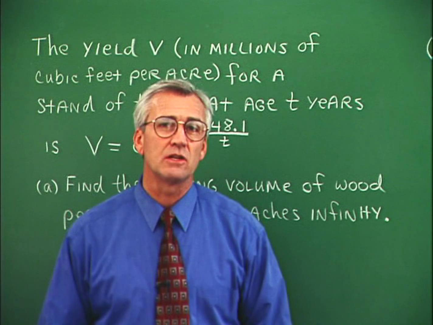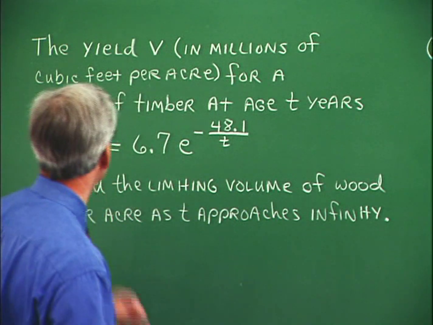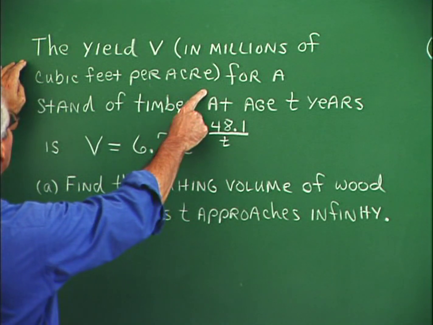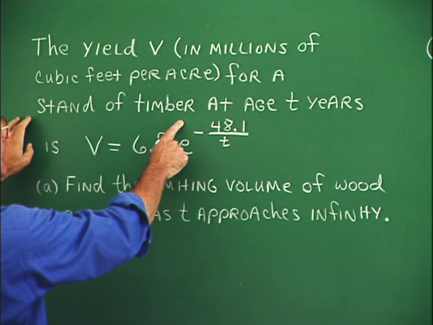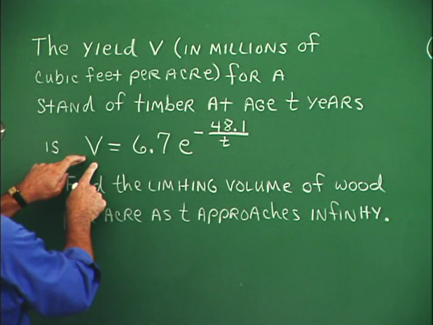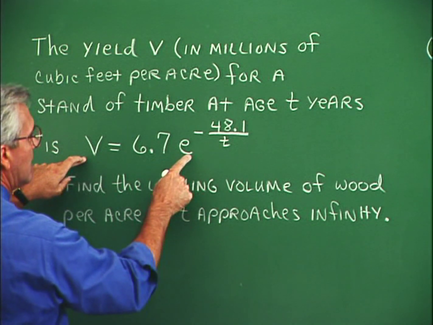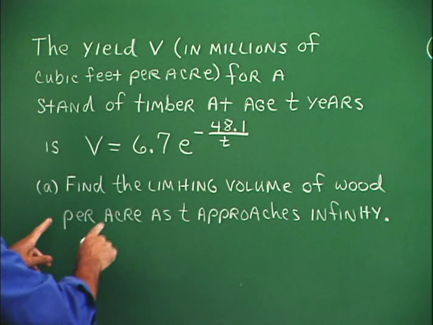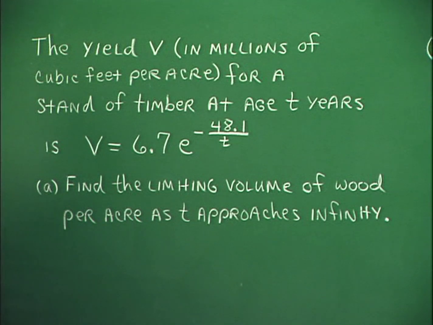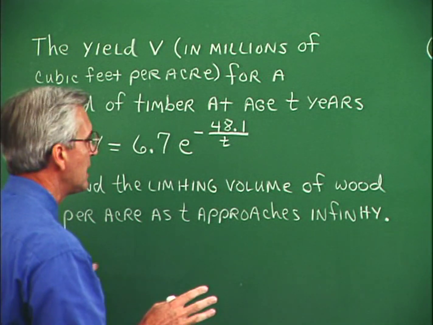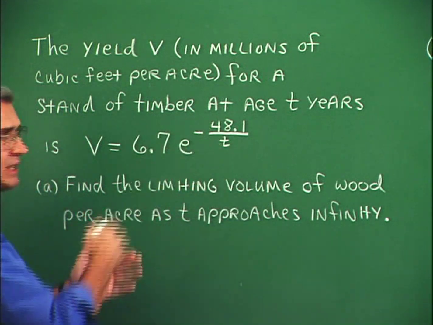Here's a problem that deals with timber yield. It says the yield V in millions of cubic feet per acre for a stand of timber at age t years is V, the volume, is 6.7 times e to this exponent. Find the limiting volume of wood per acre as t approaches infinity. That's the maximum amount of volume that we could attain even if the amount of time is indefinite.